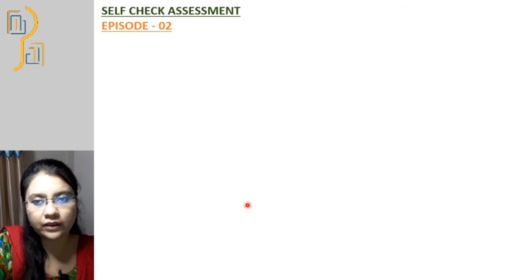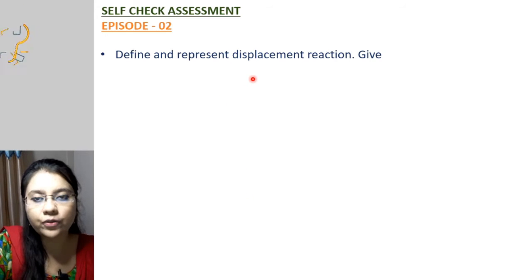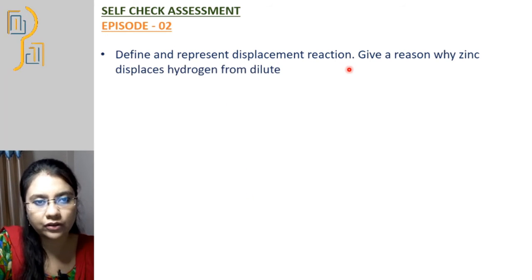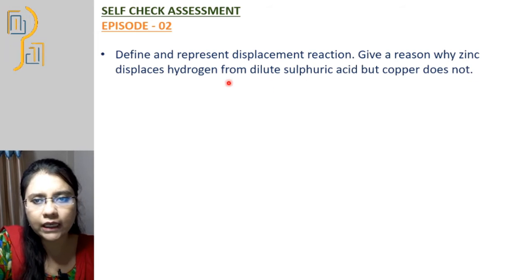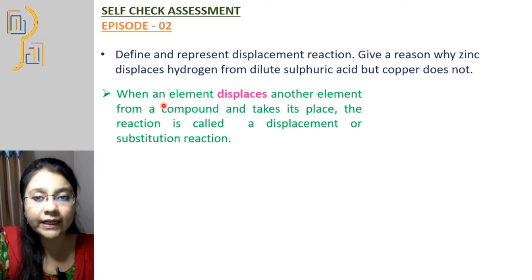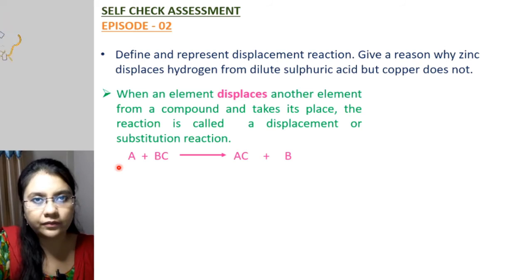The next question is, define and represent displacement reaction. Give a reason why zinc displaces hydrogen from dilute sulfuric acid but copper does not. When an element displaces another element from a compound and takes its place, the reaction is called a displacement or substitution reaction, which is represented by A plus BC gives AC plus B. Here you can see that B is replaced by A.